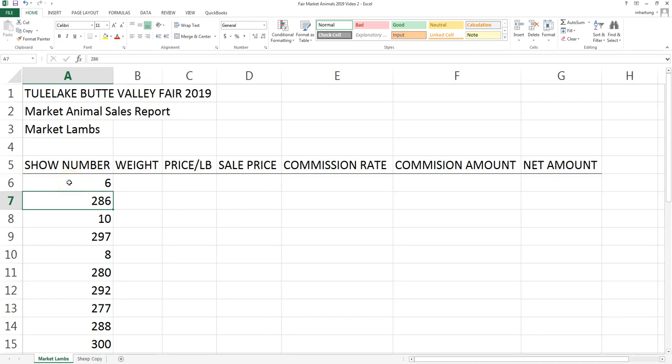So the next thing we want to do is enter the information for weight and price per pound. So let's go ahead and enter in our weights for these animals. If at any point you need to pause, then do so.